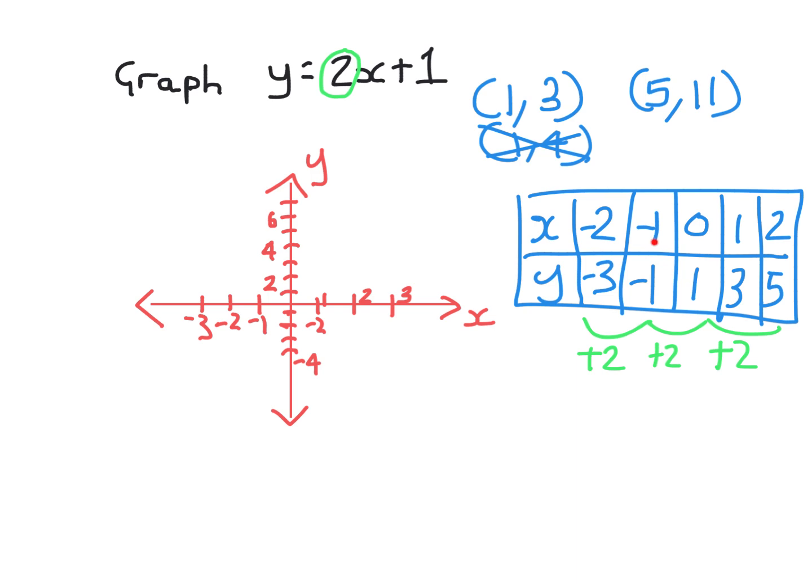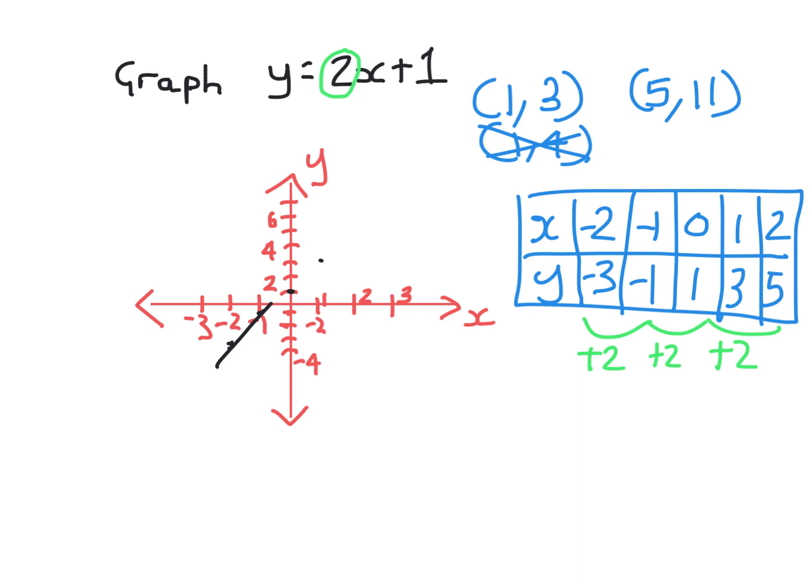So how we turn this into a graph, we simply plot each of these points. So let's start by plotting -2, -3. So we go across to x is -2, down to y is -3, which is about there. And next we plot -1, -1, which is about there, 0, 1, 1, 3, 2, 5, and so on.